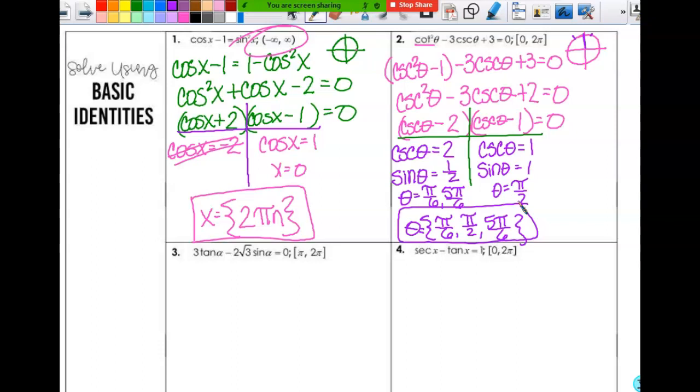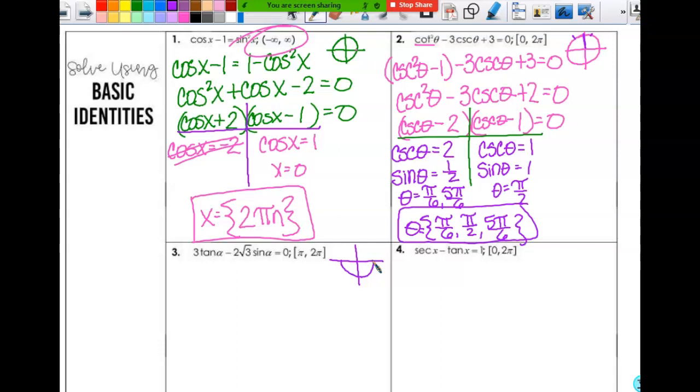All right. Let's look at number 3. I'm going from pi to 2 pi. And so when I look at this, I always want to look at these algebraically first, because they're not always going to be split up like, yes, go ahead. Yes. There you go. So when I look at this, there's nothing squared.